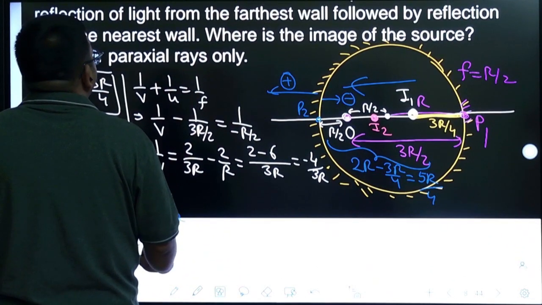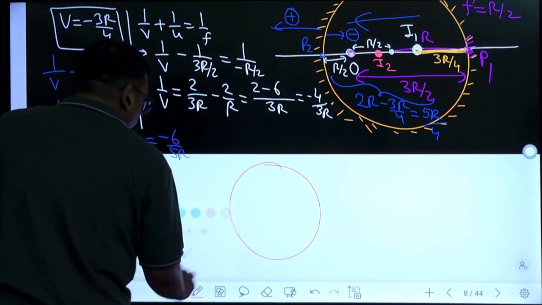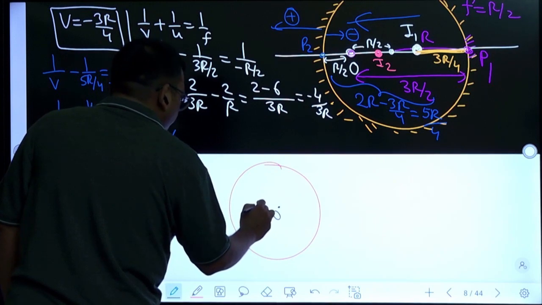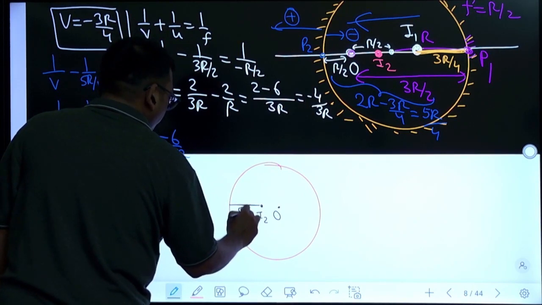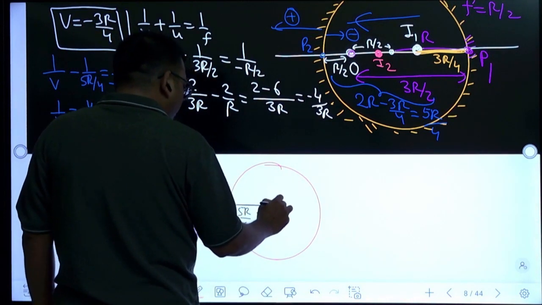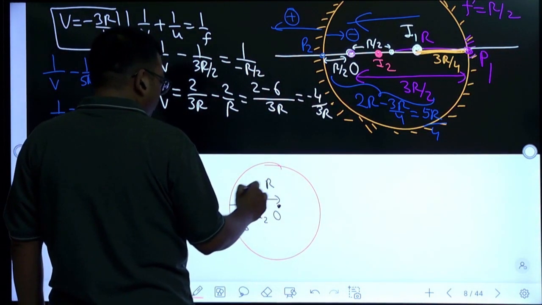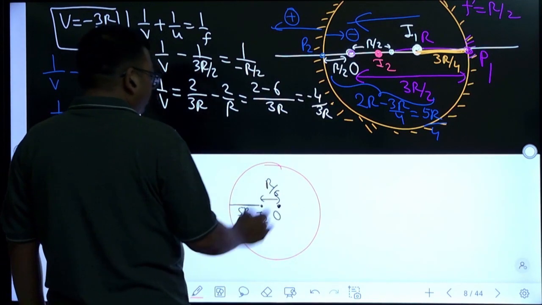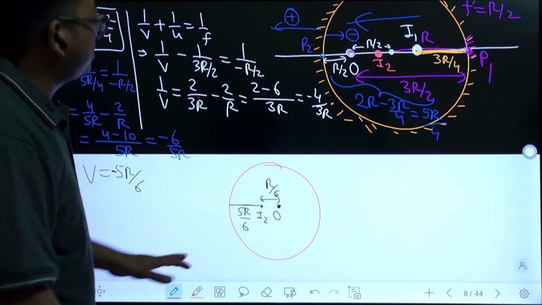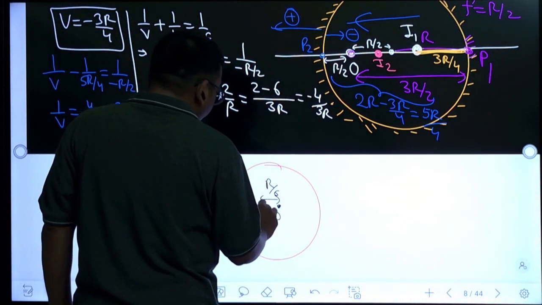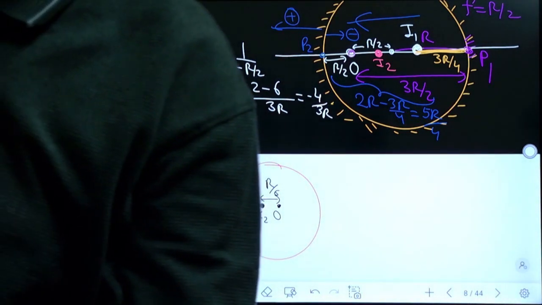They are asking image. Where is the image? So if I consider this as a sphere, then this is the center. Let us say O, and this is the final image I2. This final image is 5r by 6 distance from the surface, and total from center, if I have to calculate this distance, how much will be this distance? Because total is r, so r minus 5r by 6, so this is going to be r by 6. So the image is finally formed at r by 6 distance from the center towards the side of the object. Are you clear? Are you getting this? Yes or no?